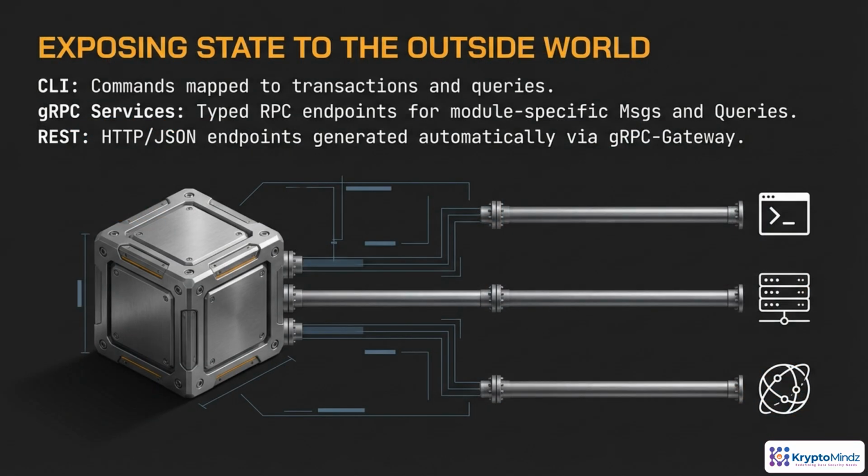So far, we've focused on internal state and modules. Now let's look at how the outside world actually touches your chain. There are 3 main surfaces: CLI, gRPC, and REST. The CLI is for power users and operators. It maps directly to transactions and queries. gRPC provides strongly typed APIs that backend services and SDKs can rely on. REST, usually generated from gRPC, is what frontends and simple scripts tend to use.